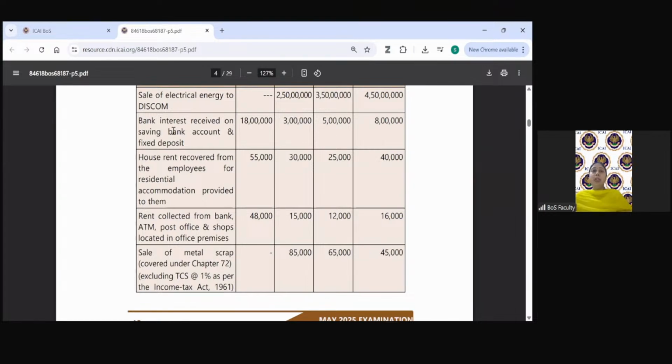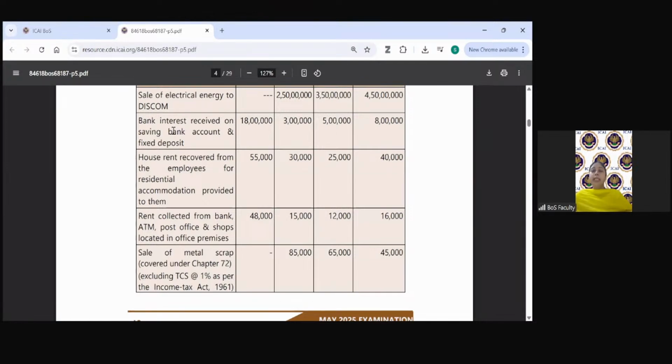Entry 27 of Notification No. 12 of 2017 provides that services by way of extending loans or advances, where the consideration is represented by way of interest or discount, are exempt from GST. So in this case, we are receiving interest from the bank on the saving bank account and fixed deposit, which is exempt from GST. So 18 lakh will not be included in the value of taxable supply.